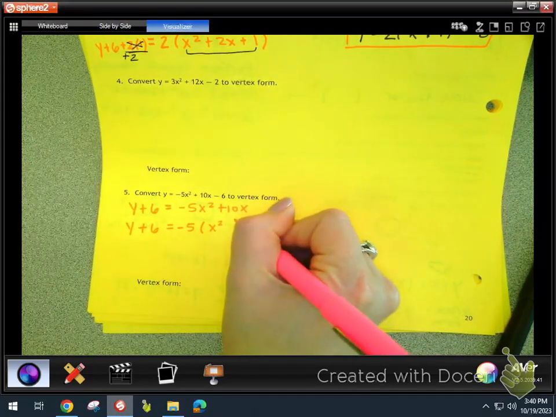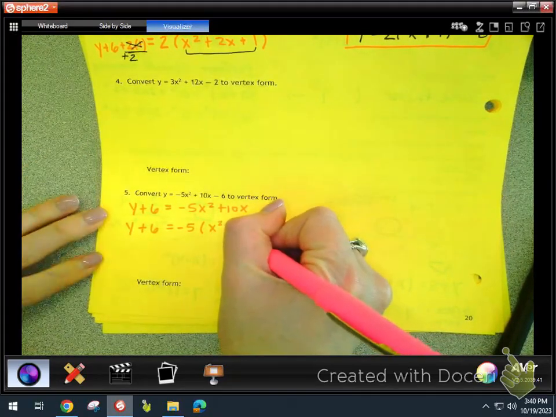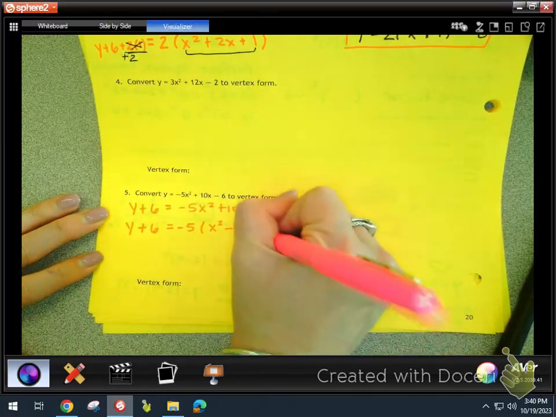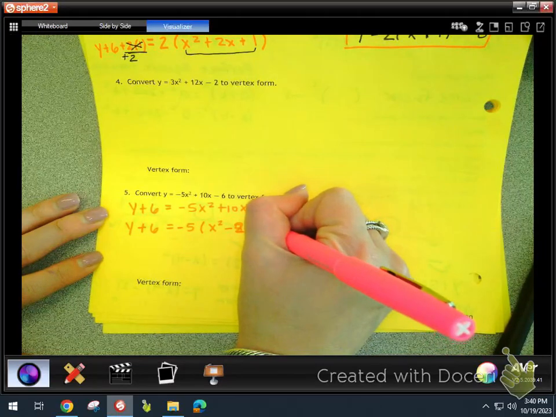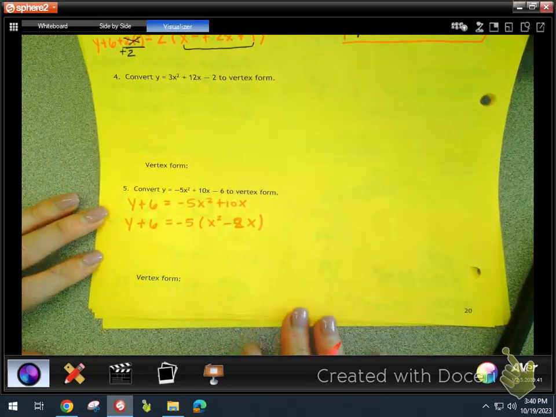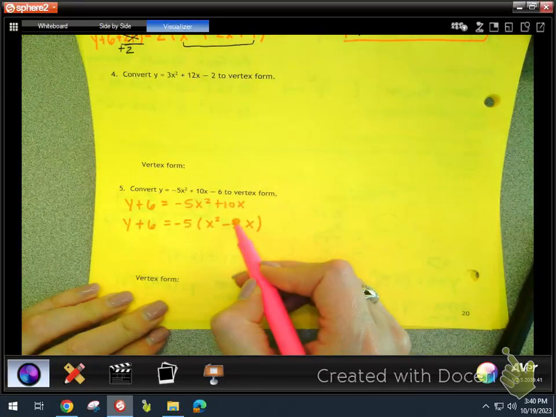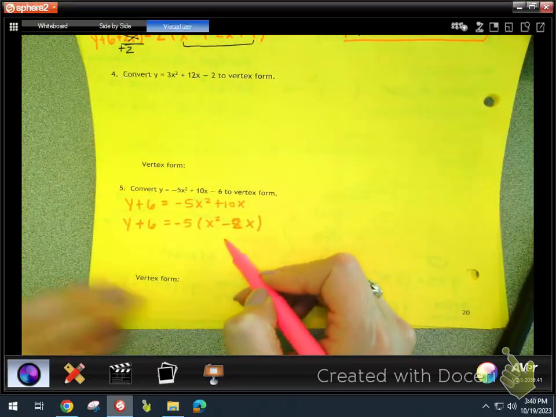Positive 10x divided by negative 5 becomes... -2. You're right. I don't know why I wrote a 5. It is negative, though. Negative 2x. Okay? I was trying to emphasize the sign, then I messed up the number. Negative 2x. But you do have to have that sign flip right there.